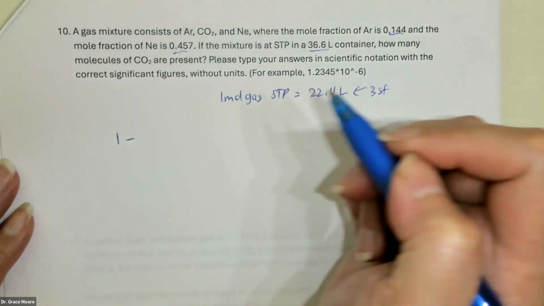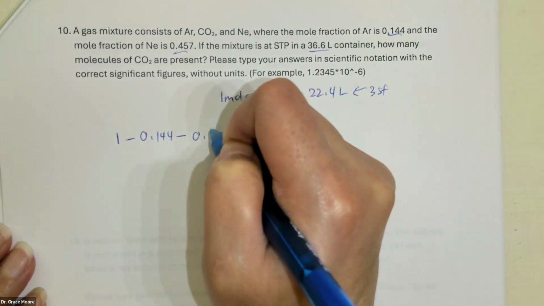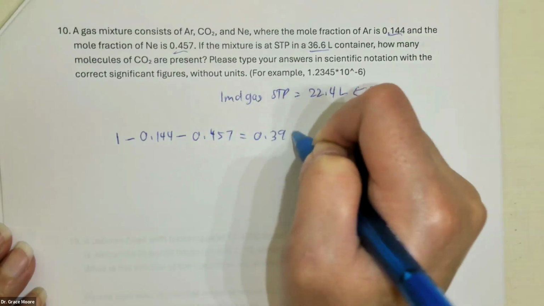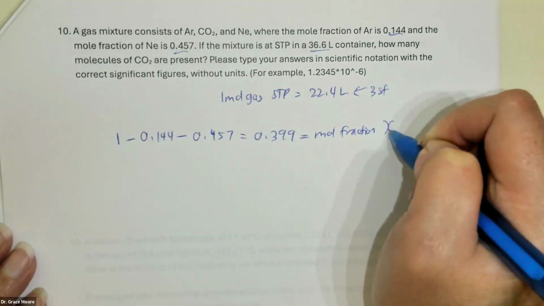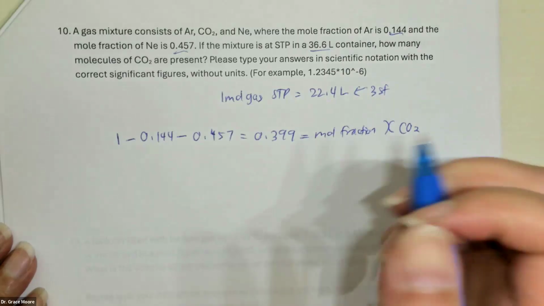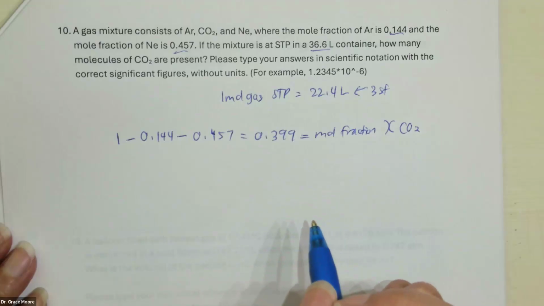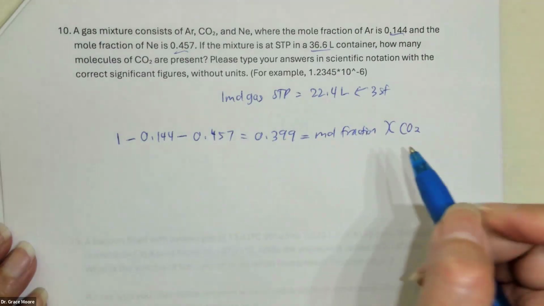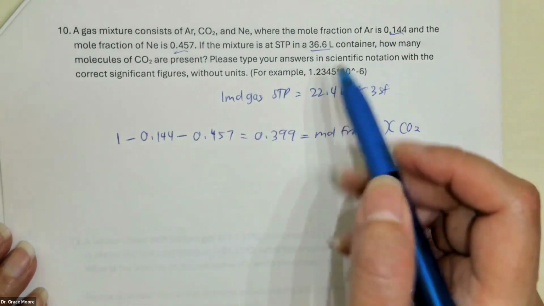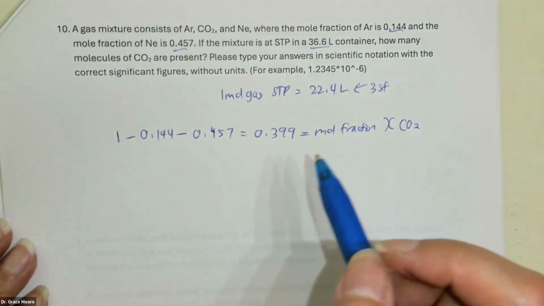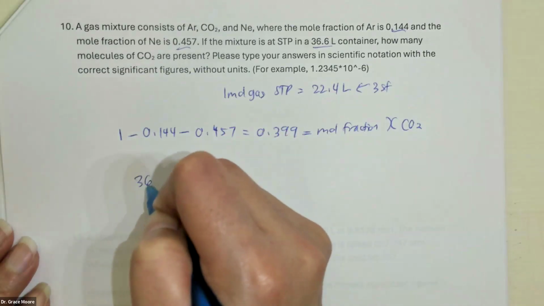So 1 minus 0.144 minus 0.457 gives you 0.399. And this one here is the mole fraction, symbol for CO2. Okay. Once you get the mole fraction, you need to know, okay, this is 0.399. And they're asking how many moles of CO2 are present in total. Did you know that the total here is 36.6? So 36.6 liter.